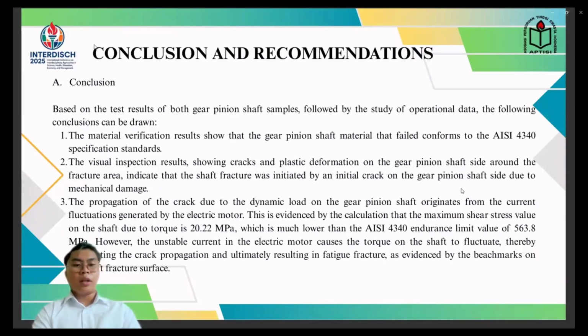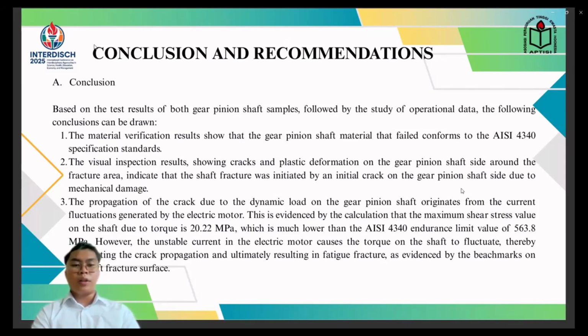One, the material verification result shows that the gear pinion shaft material conforms to the AISI 4340 specification standard. Two, visual inspection results show the crack and plastic deformation on the gear pinion shaft around the fracture area, indicating that the shaft fracture was initiated by an initial crack on the gear pinion shaft side due to mechanical damage.